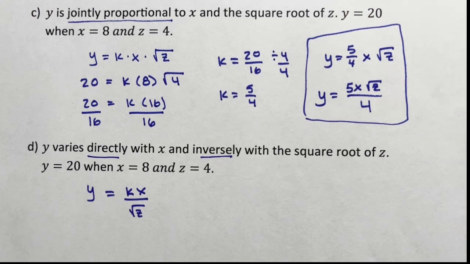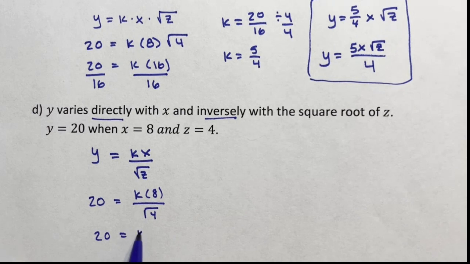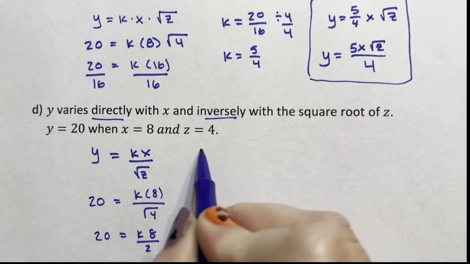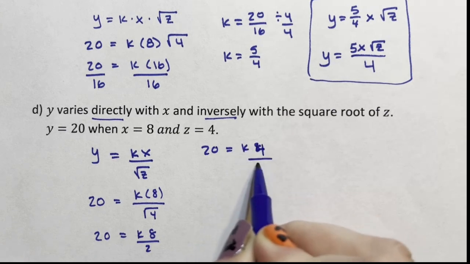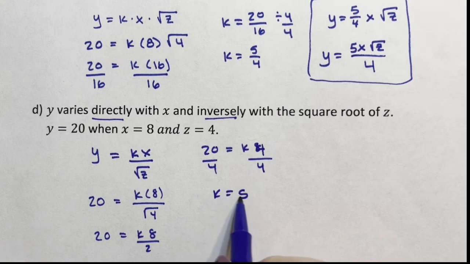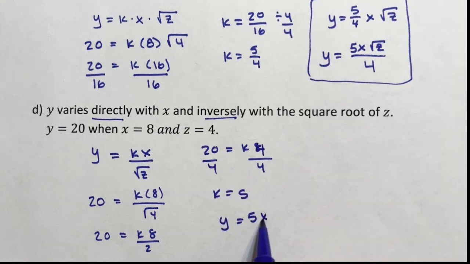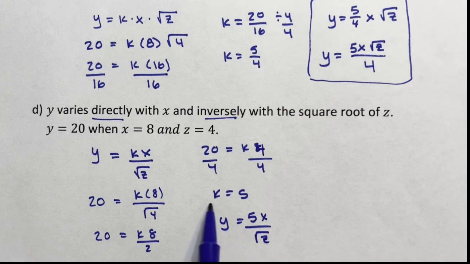We are not using a slide rule to divide. We have calculators that can divide by the square root. So you know what? We're not going to worry about that antiquated process today. All right, 20 equals k times 8 divided by the square root of 4. Hopefully we still know the square root of 4 is 2. So we have 20 equals k times 8 over 2, which is k times 4. Divide by 4, and k is equal to 5. So y equals 5x over the square root of z.